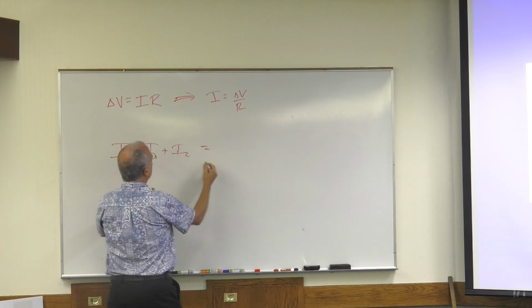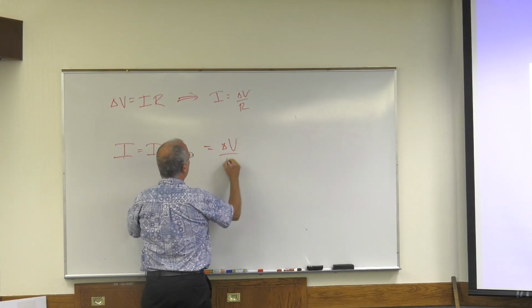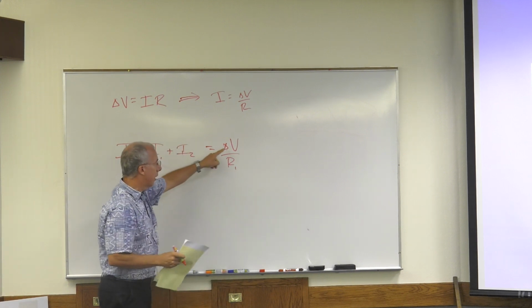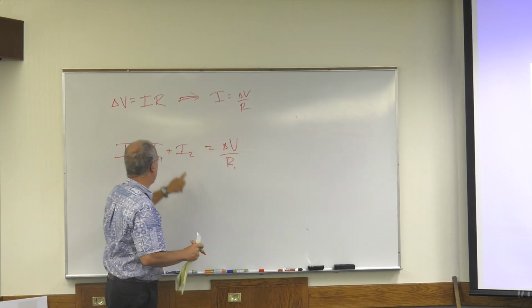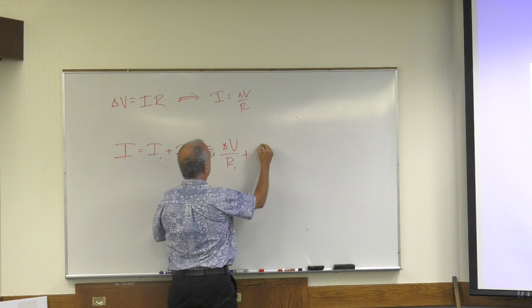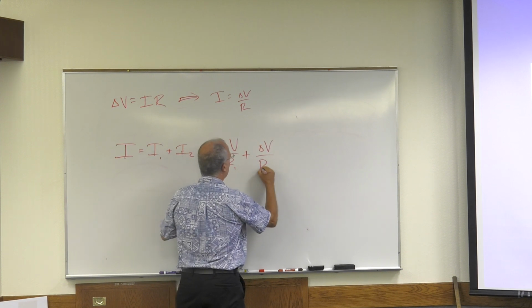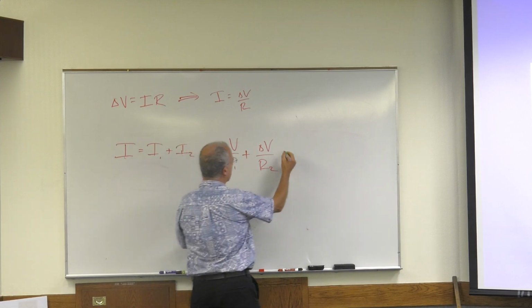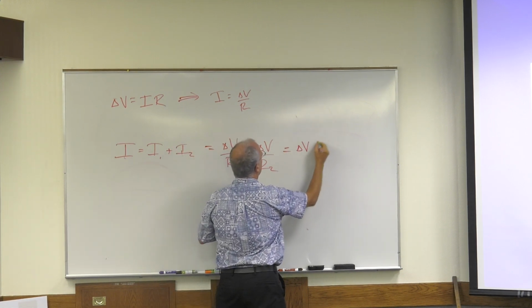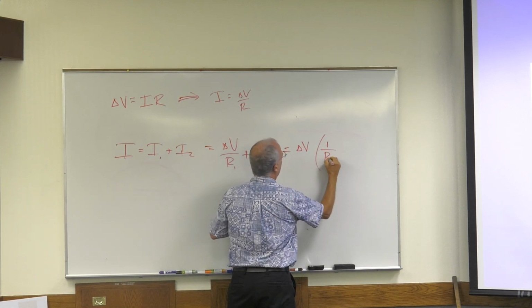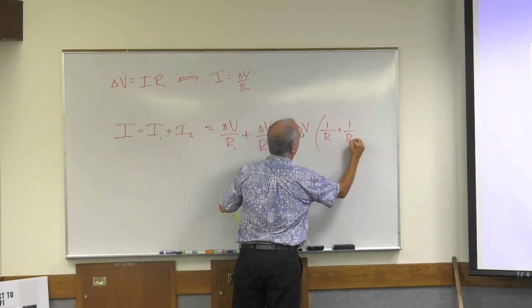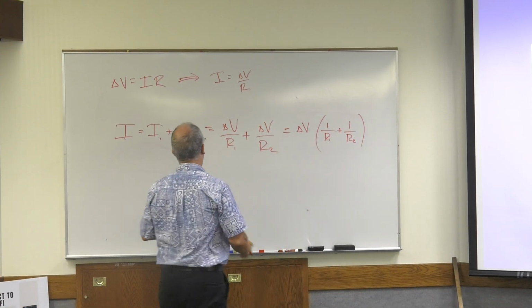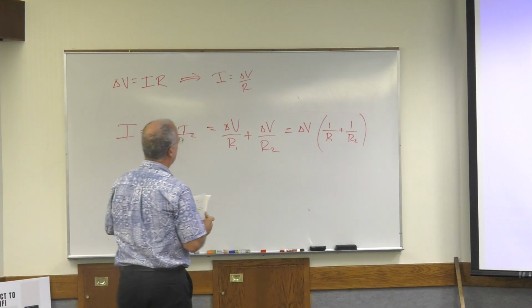Let's do it. I1 is delta V over R1, right? The voltages are the same, so I don't have to put a subscript there. I2 is delta V over R2. Now, I can pull out the delta V. Then I have 1 over R1 plus 1 over R2. Okay, now look at this equation.